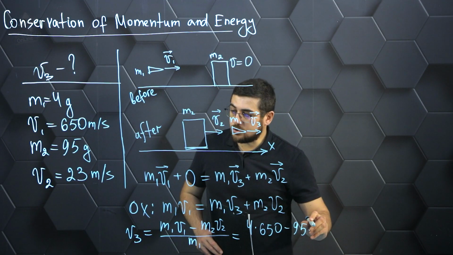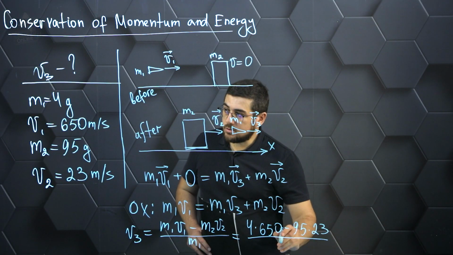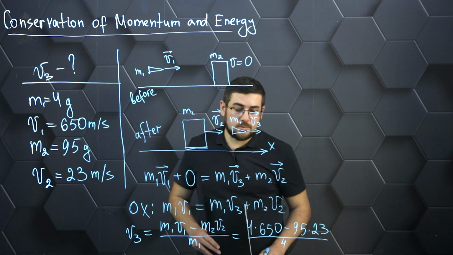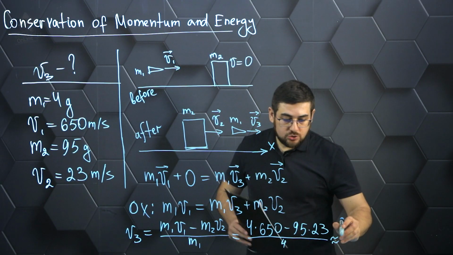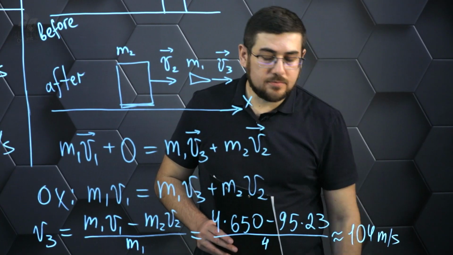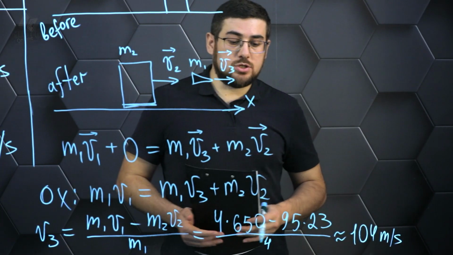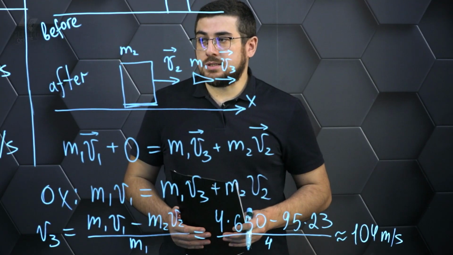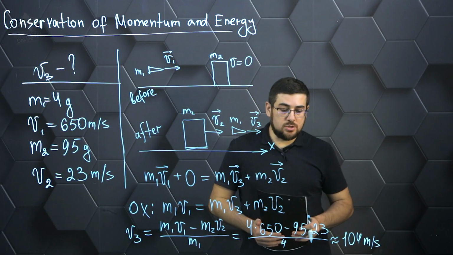So 4 times 650, minus 95 times 23, and divide that by the mass of the bullet, 4 grams. After the calculations, we get a bullet velocity of about 104 meters per second. It is generally expected that it will decrease, and we can see that it has decreased quite a bit, more than 6 times.